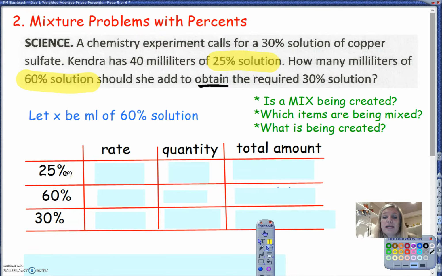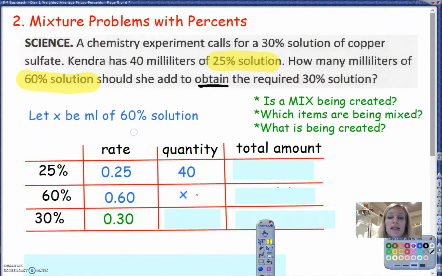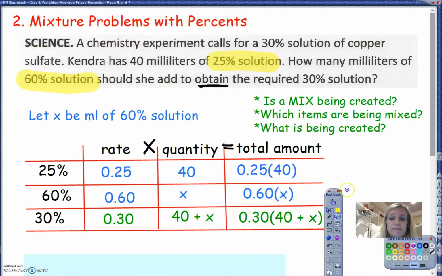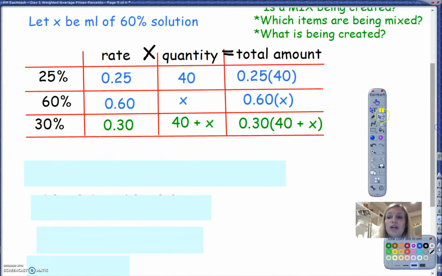Now, your rates for these kinds of problems are actually the decimals. So 25% is a decimal, 0.25. 60% is a decimal, 0.60, and 0.30. Okay, the quantity. Well, it says that Kendra has 40 milliliters of 25% solution. The question asks you how many milliliters of 60%, so that's your X. We add them. Okay, again, remember you're going to multiply and it equals. So you should get this, this, and this. Then we write our equation. Remember that we are adding and it equals. So we should get this.